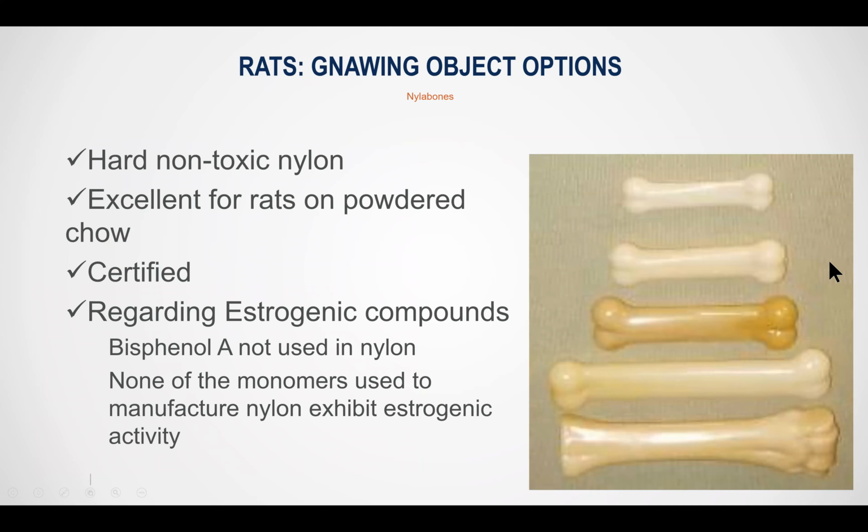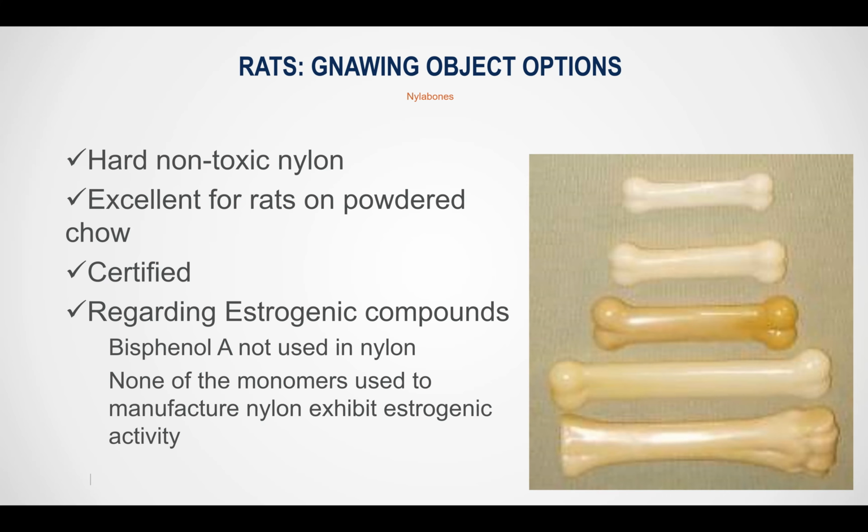Gnawing objects, you guys have all seen, I'm sure, nylabones. This works really well, especially for those animals that have to be on a powdered chow. Sometimes powdered chows have additional items put into them, whether they're nutritional or experimental, etc. And so the animals don't have that ability like they would with a hard biscuit type chow to be able to gnaw down their teeth. Remember, the teeth are continuously erupting. So it's really important that the animals have something to gnaw on.